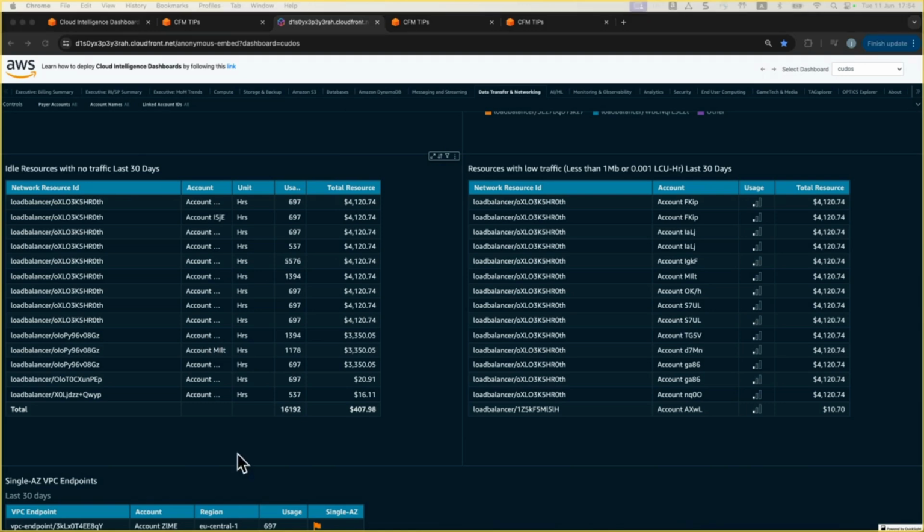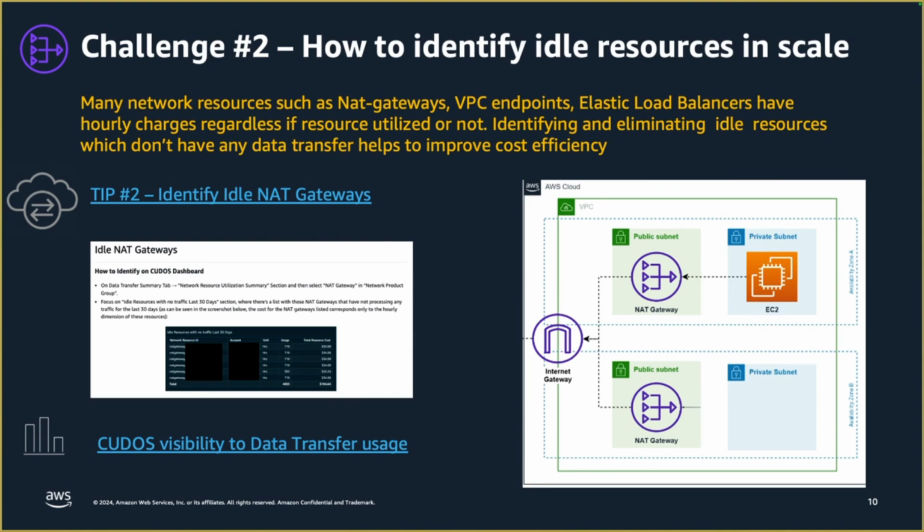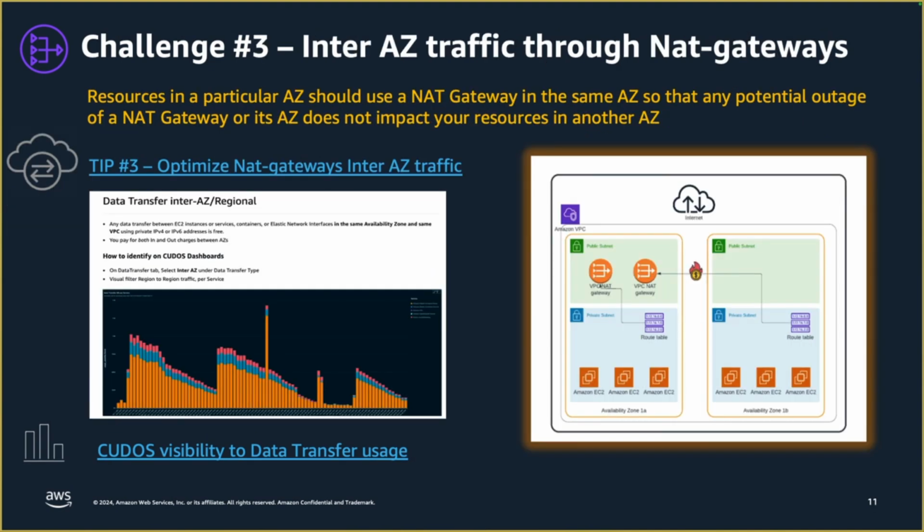All right. So we identified idle resources. We are now working on optimizations then. Challenge number 3. In NAT gateways, you have an option to deploy NAT gateways in every availability zone where you have workloads, or you also can have a NAT gateway in a single availability zone and use this NAT gateway from other availability zones in their respective routing tables.